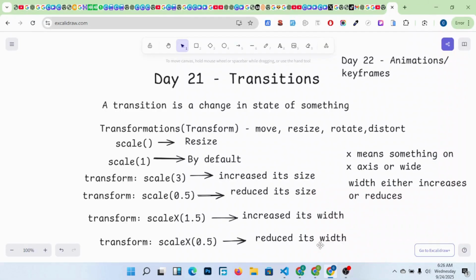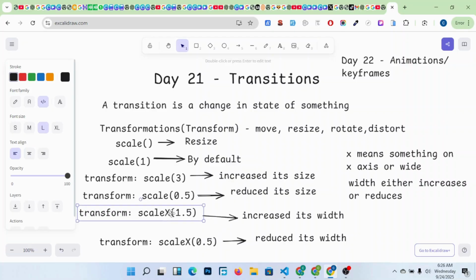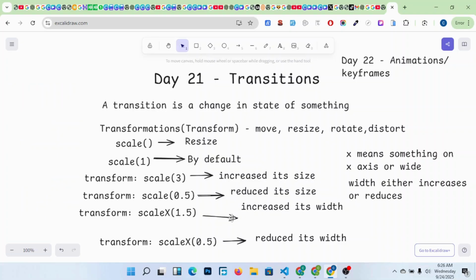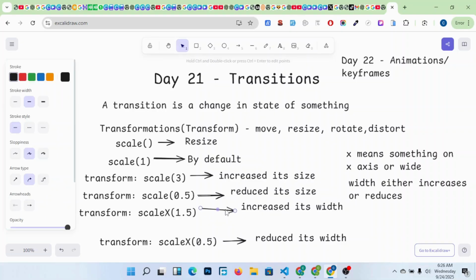Members, try to understand this. If I do something like this, it means I have reduced its width. I hope you are now coming to good terms with this. So this is how scale works. Now I have to explain something.